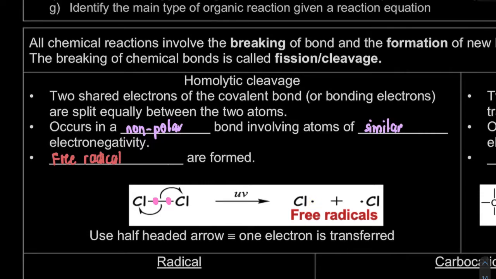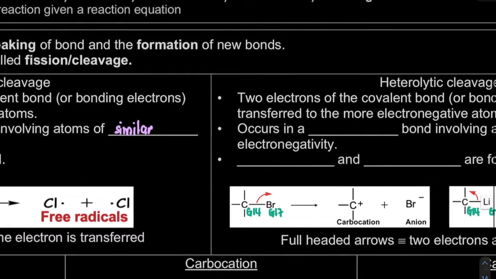Because it splits equally, each atom gets one electron. So a dot here, a dot here. For the case of homolytic cleavage, we use a half-headed arrow as one electron is transferred. Okay, that is for homolytic cleavage.